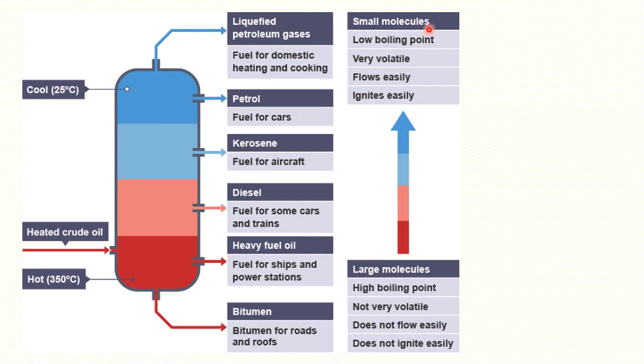Whereas if we go up to the top where we have our liquefied petroleum gases, LPG, the kind of gas that you've got in your gas cooker, those things have low boiling points, which means that they're very volatile, so they turn into gases really easily. We know they're a gas, they come into our houses as a gas. It means they flow really easily, and because they turn to a gas really easily, we can set fire to them really easily. They ignite easily, they're very flammable.